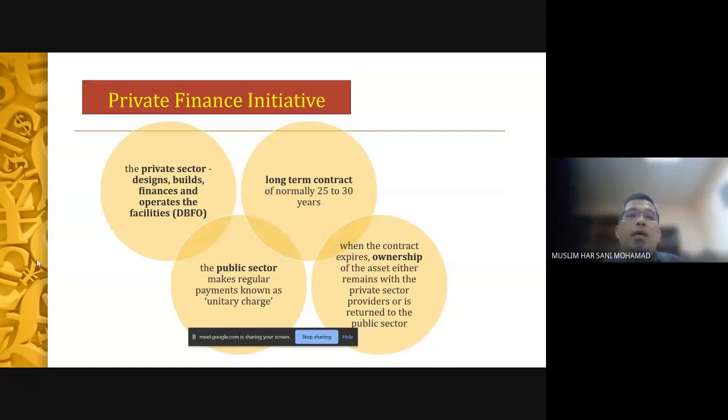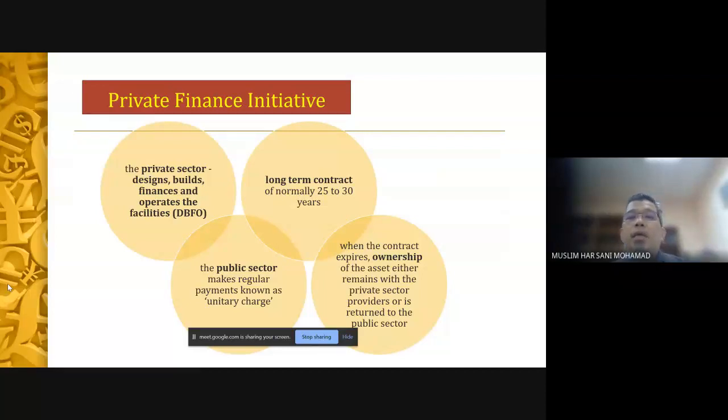So under traditional procurement, okay, design, finance, and operate are done by the government. Okay, so the private sector entities, the contractors, only build. They only build. Okay, and then they receive their payments and finish. But in this case, under DBFO, all of them are under the private sector. Okay, so for the facilities, definitely, yeah.